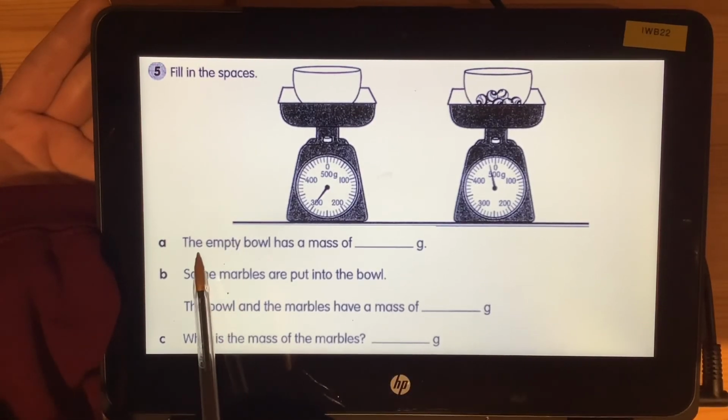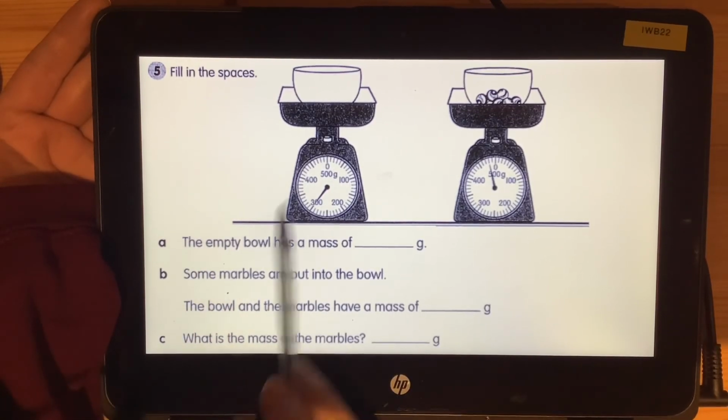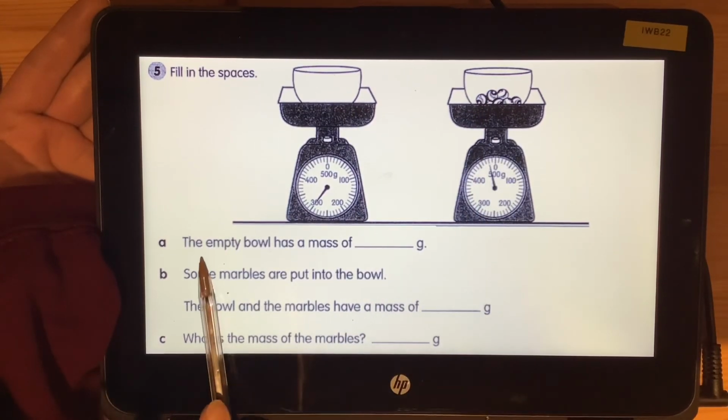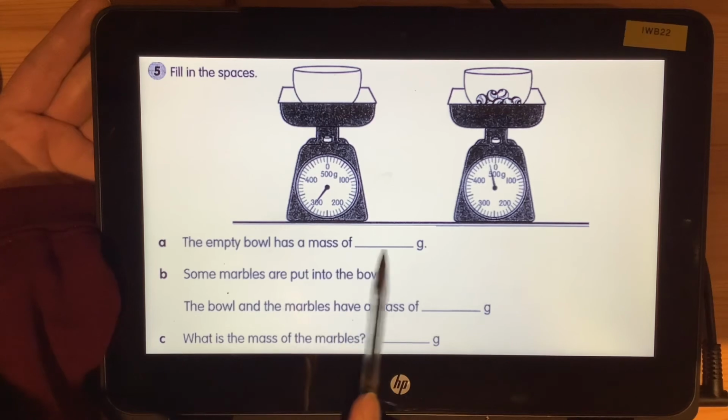Now, this one's a little bit trickier. We've got an empty bowl and we've got a bowl of marbles. It says the empty bowl has a mass of something. Some marbles are put into the bowl. The bowl and the marbles have a mass of something else. So what is the mass of the marbles?